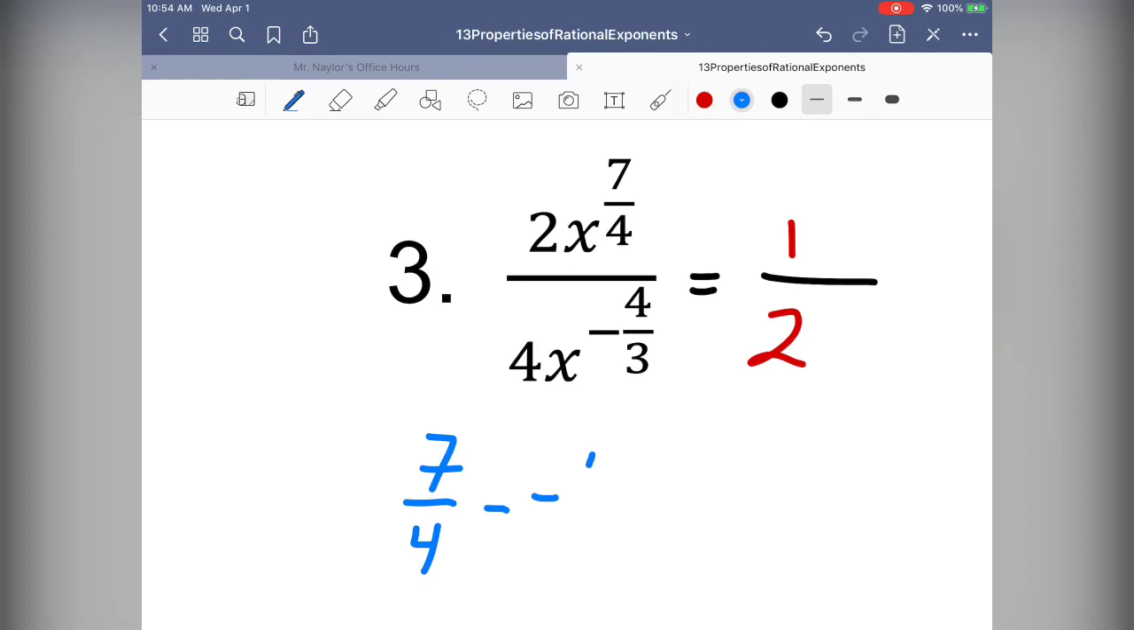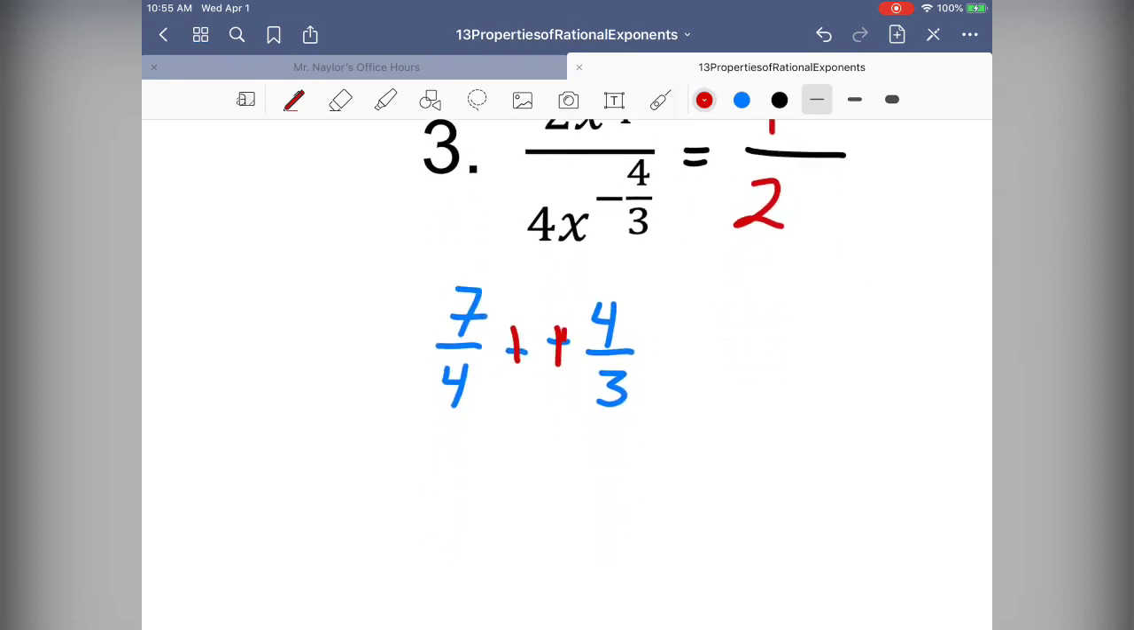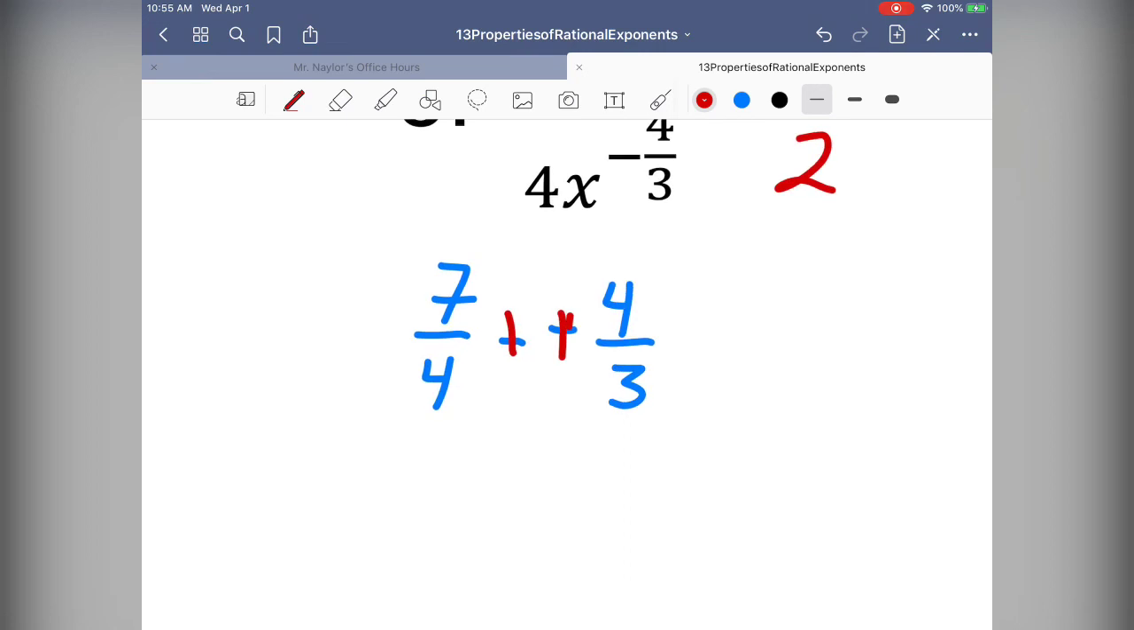Now, when I subtract top minus bottom, I actually find myself having a double negative, which I highly suggest that you change to a positive. So really now I'm trying to add these fractions, but of course you can't add fractions unless you have a common denominator. So we do have to change to a common denominator.